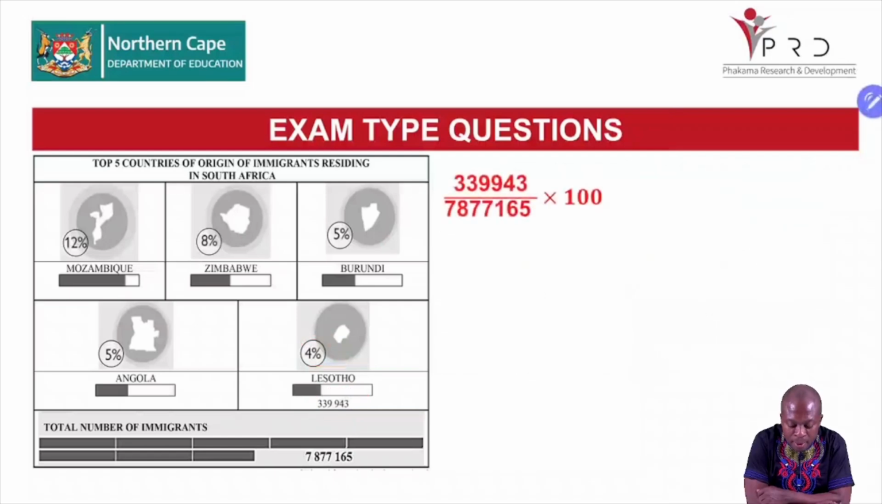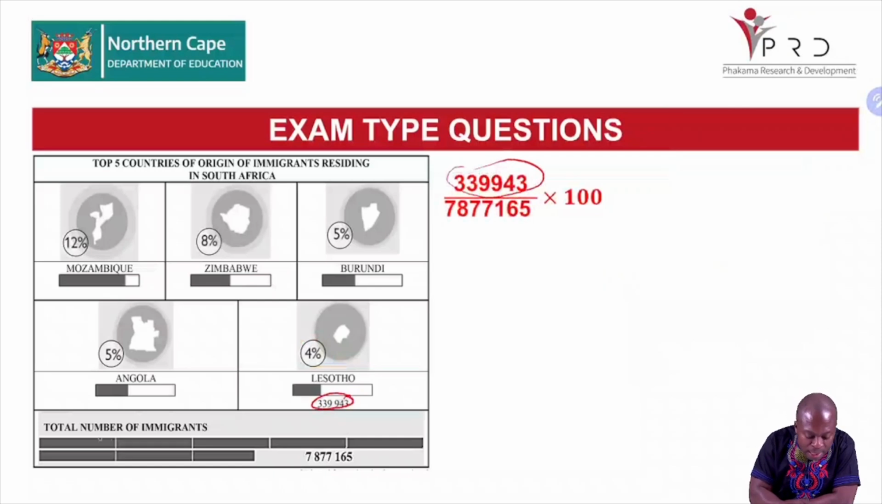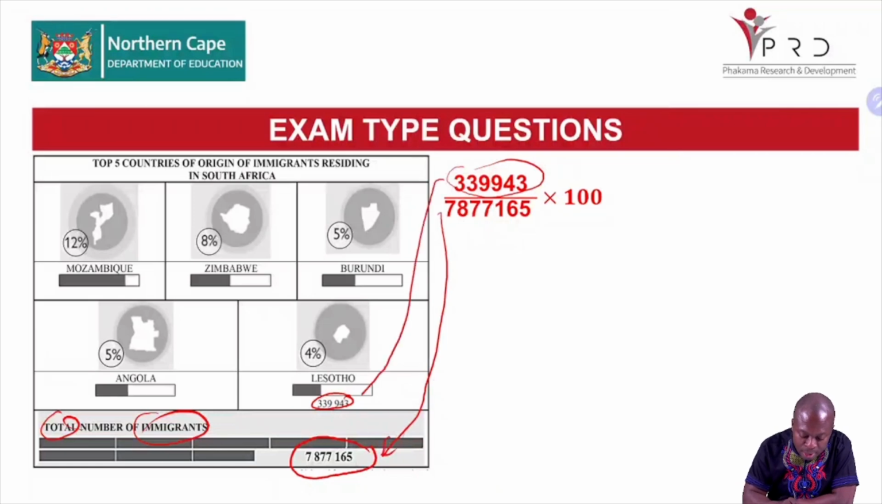Okay, welcome back. This is what you are supposed to do. You add here 339,943. Where are we getting it from, learners? Yes, they are the ones for Lesotho. But they gave us the total number of immigrants. The people who are living in South Africa, they said is what? 7,877,165. That's what I've written here. Can you see it? And then this one is from Lesotho times by 100.